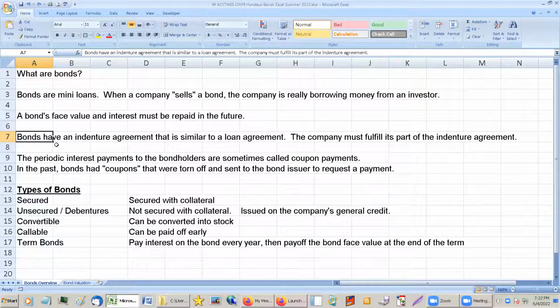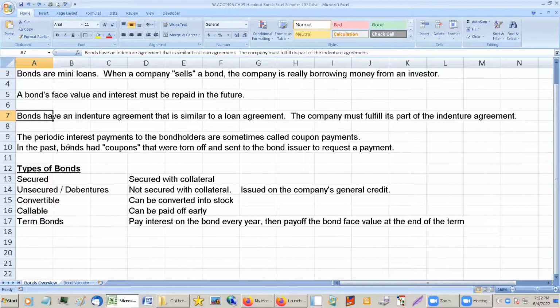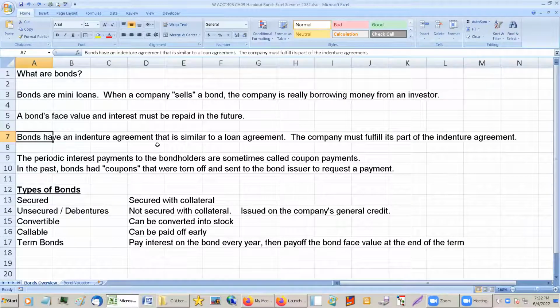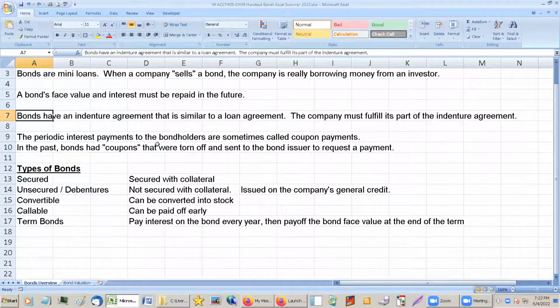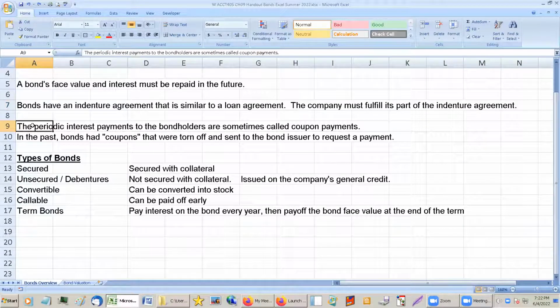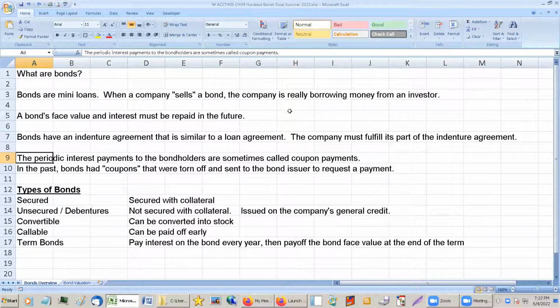Bonds have indenture agreements that are similar to loan agreements. The company must fulfill its indenture agreement. So an indenture agreement is the same thing as a loan agreement. Periodic interest payments on bonds are sometimes called coupon payments. In the past, bond coupons were torn off and sent in to the issuer.